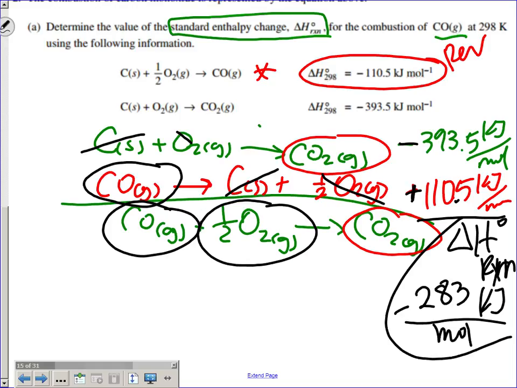So, who likes this Hess's law? I hope that you like this one. I really like this one. Okay, this was an easy one.